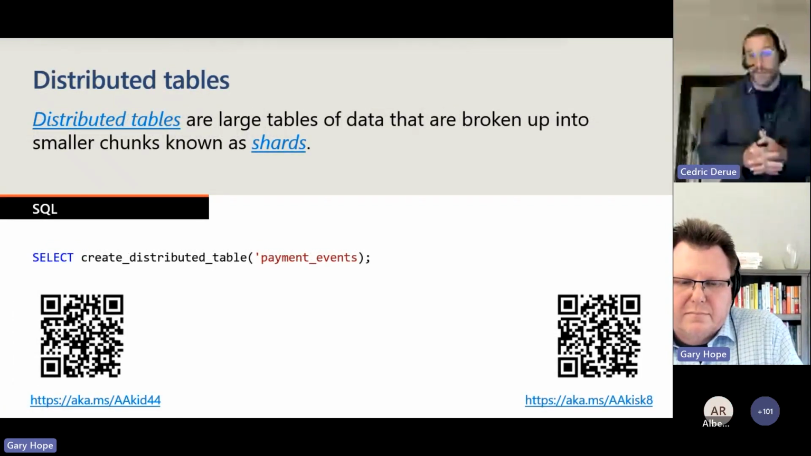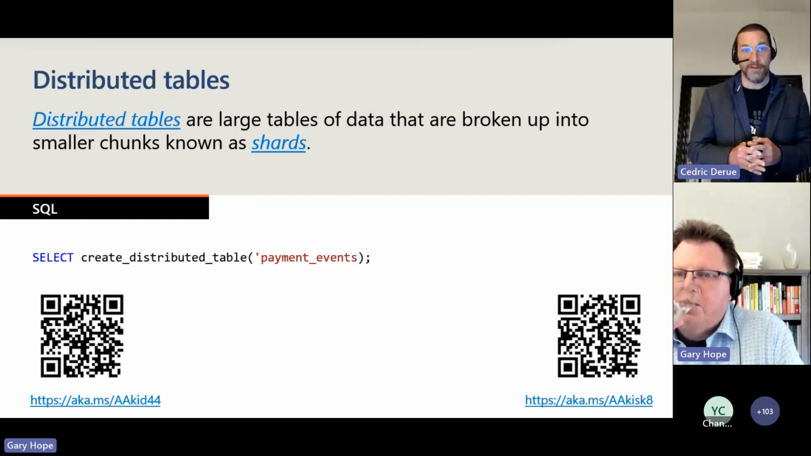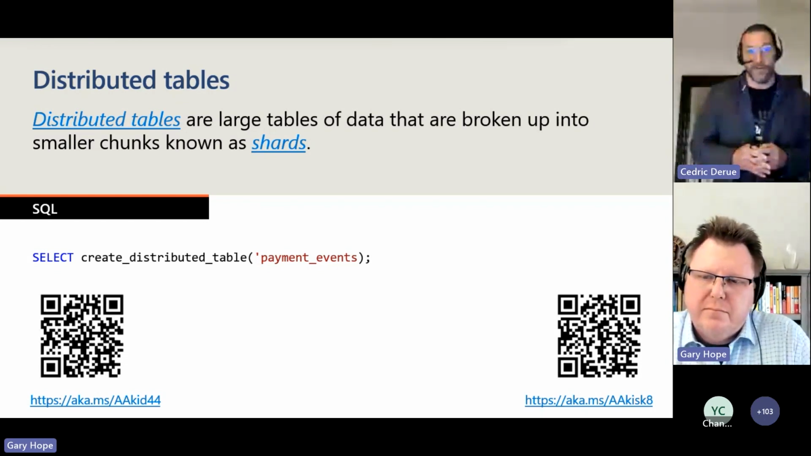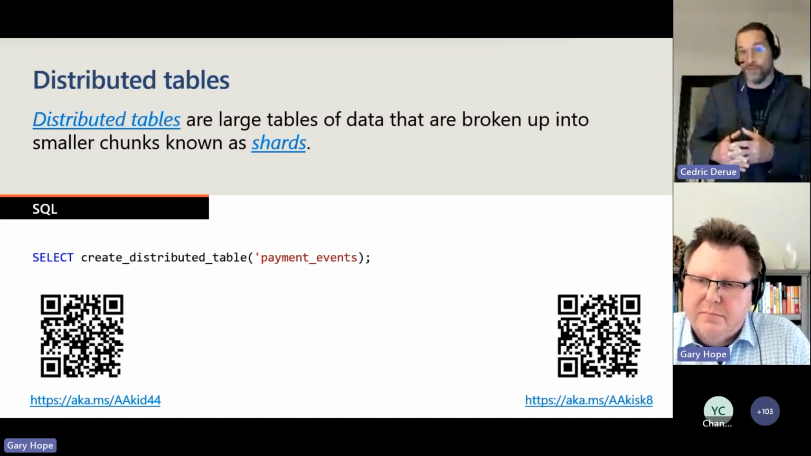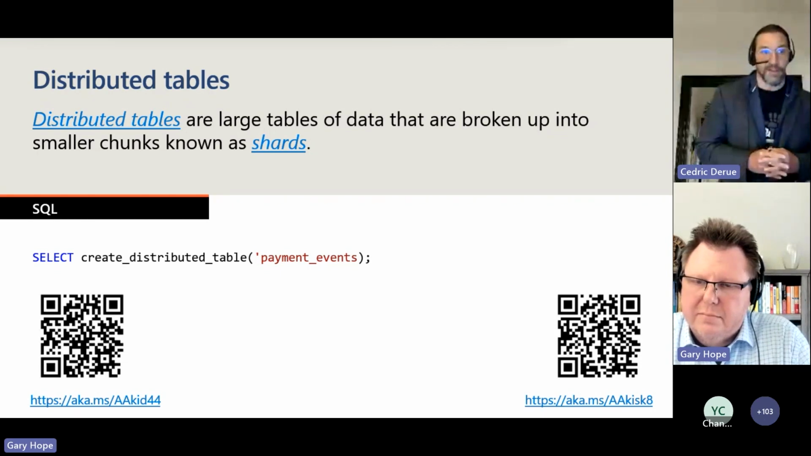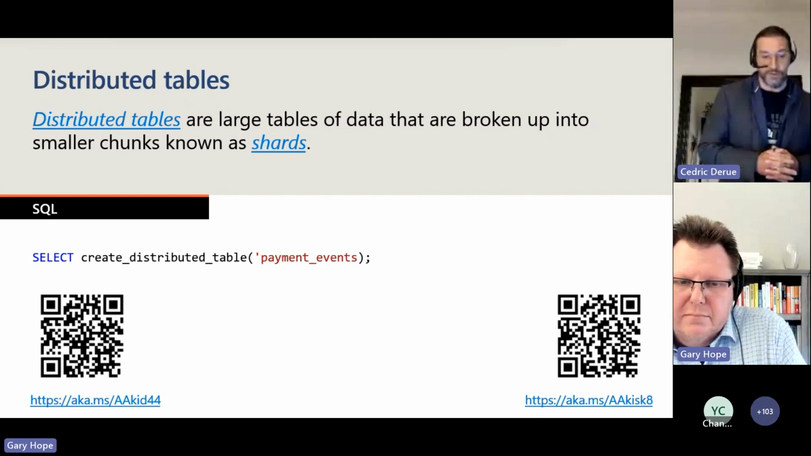Next, distributed tables are large tables of data that are broken up into smaller chunks known as shards. The tables are sharded or distributed by a column known as the distribution column. Examples of distributed tables for the Woodgrove Bank application are the payment users and the payment events tables. Distributed tables can be joined with reference tables. However, distributed tables cannot be joined with local tables. And we will use the create distributed table function to convert a local table to a distributed table.